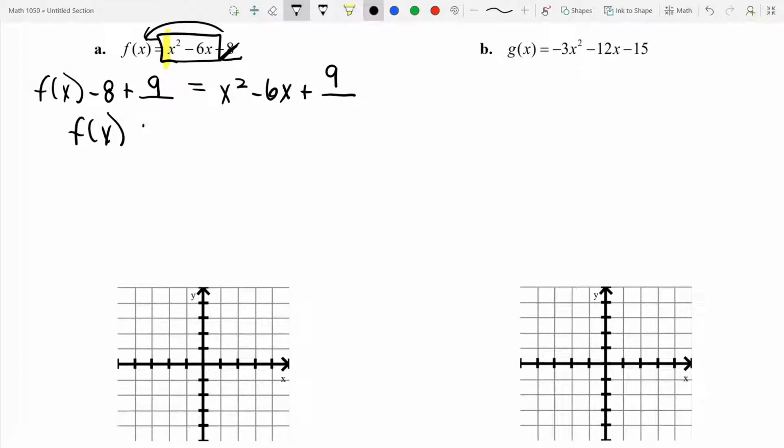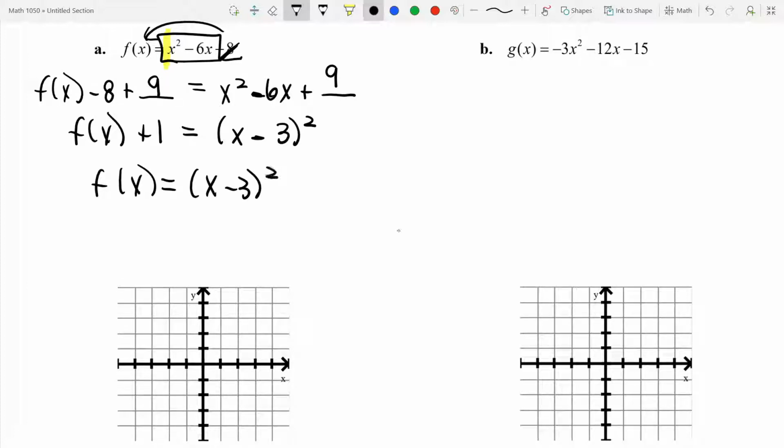So you have f of x plus 1 equals factor the right. You guys, it's always going to factor perfectly. That's why we do completing the square. So the x squared goes to an x. See how the 6x is a minus right there? The minus goes right there. The square root of 9 is a 3, and the whole thing is squared. And now solve it for f of x. So you have f of x equals x minus 3 squared minus 1, and there you go.